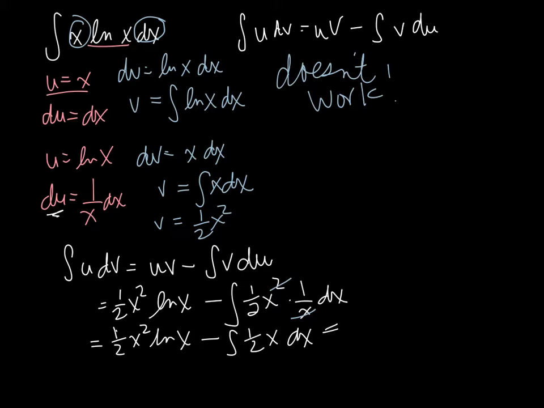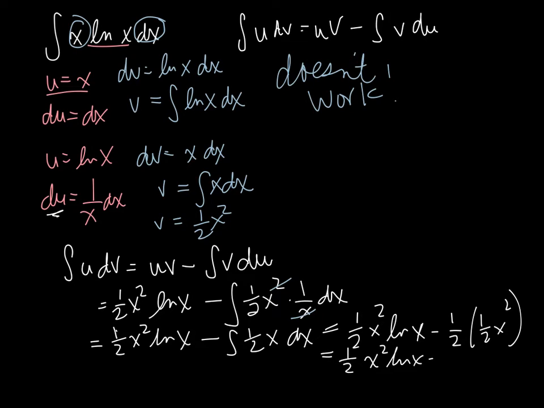So quick integration there. We got 1/2 x squared ln of x minus 1/2 times the integral of x, which is 1/2 x squared. So I end up with 1/2 x squared ln of x minus 1/4 x squared plus c. And of course, you should check to make sure that the derivative of that gives us x ln of x. Let's move on to our next example.